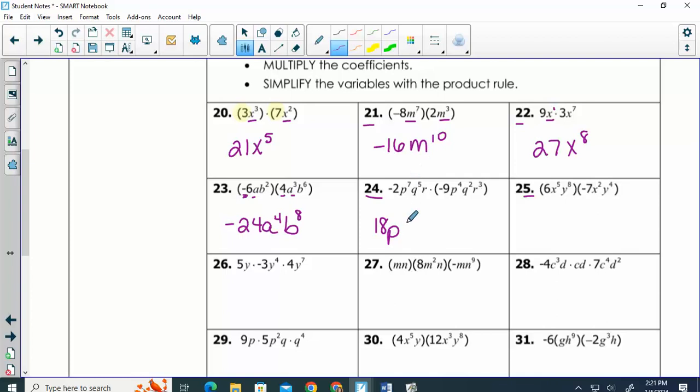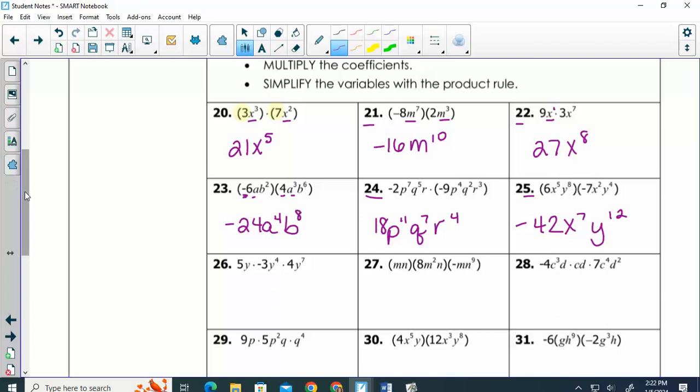P to the 11, Q to the 7, R to the 3rd, and 25, this one, x to the y to the, are those okay?